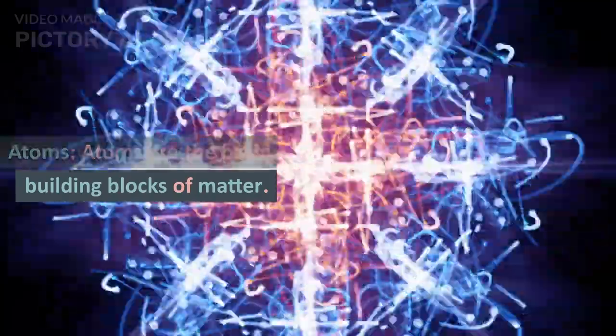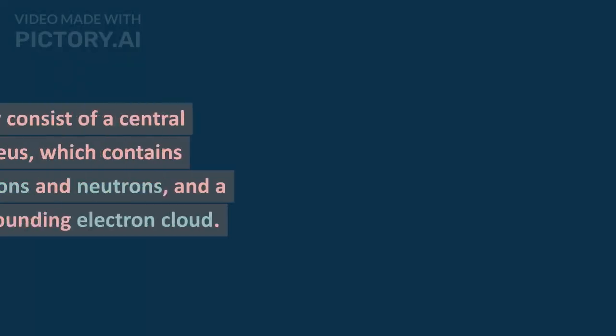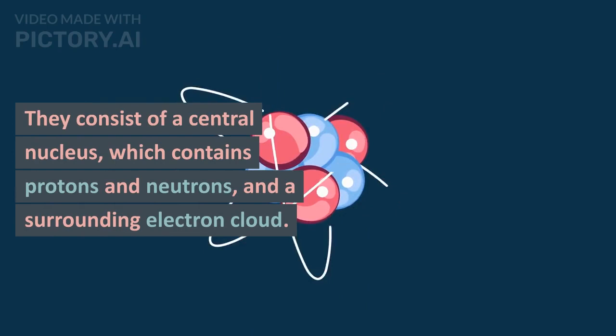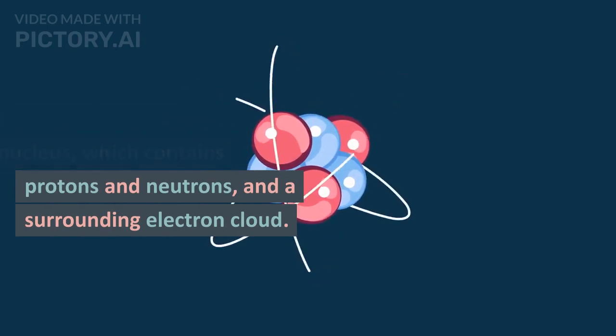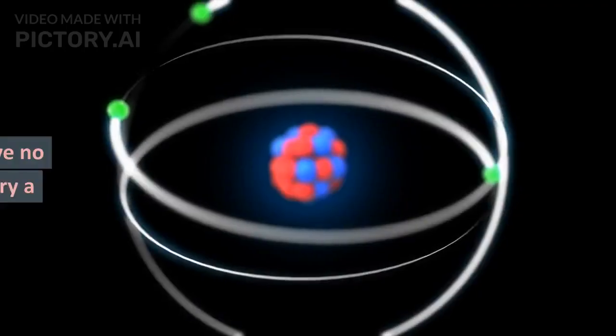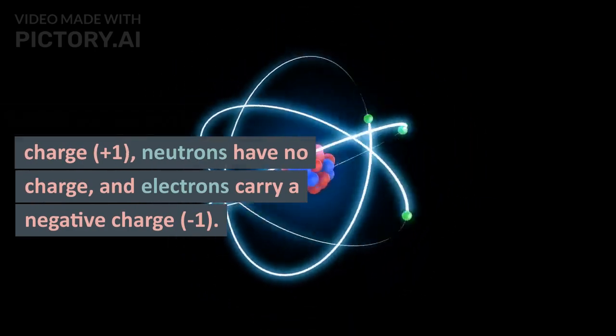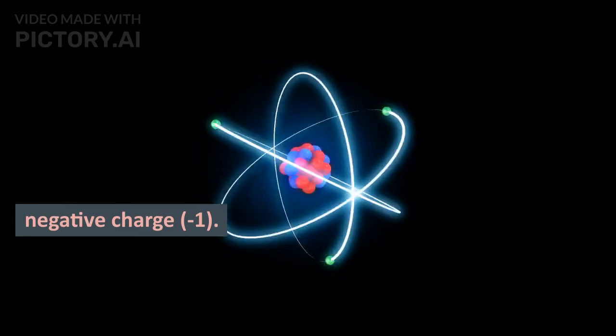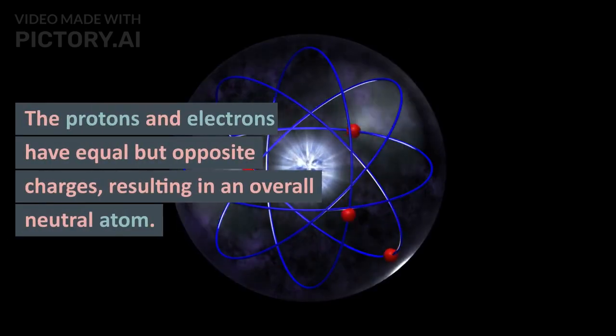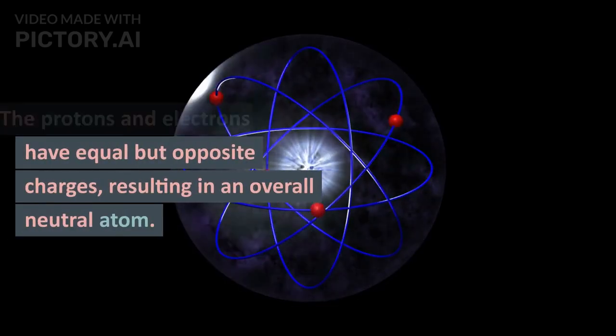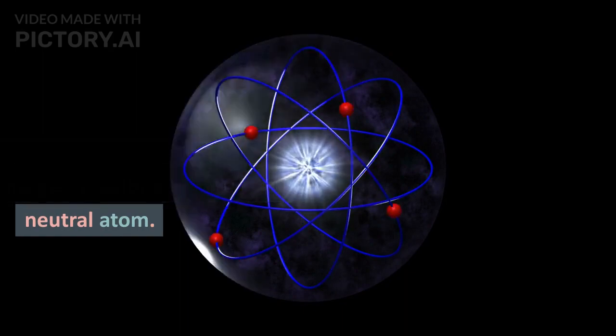Atoms. Atoms are the basic building blocks of matter. They consist of a central nucleus, which contains protons and neutrons, and a surrounding electron cloud. Protons carry a positive charge, +1, neutrons have no charge, and electrons carry a negative charge, -1. The protons and electrons have equal but opposite charges, resulting in an overall neutral atom.